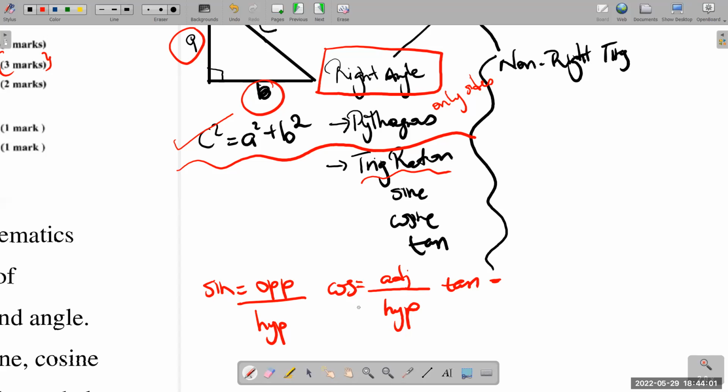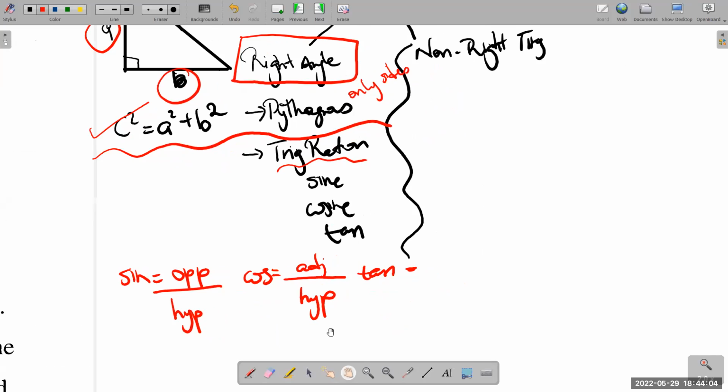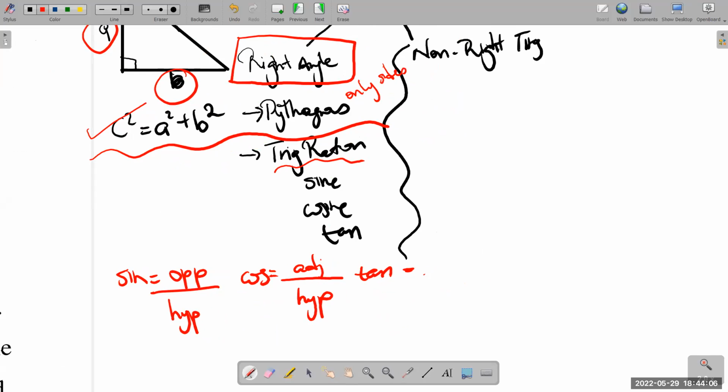For cos, who's at the top? Adjacent. Tan does not deal with the hypotenuse. Tan deals only with opposite and adjacent. And who always comes on top? Opposite always comes on top. So opposite over adjacent. Everybody with me? If you got it, say got it. Let's go, let's go, let's go.